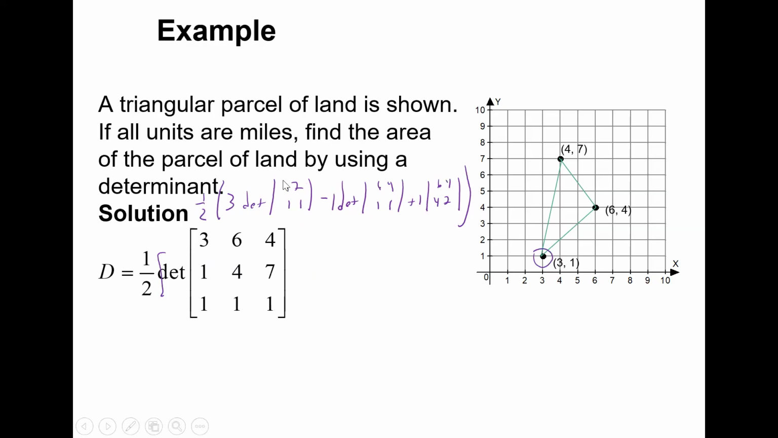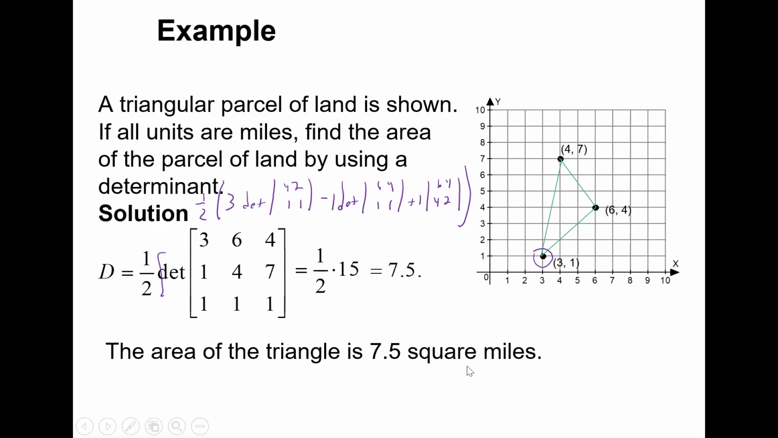Okay, so 4 minus 7 is going to be minus 3, times 3 is going to be minus 9. And then here we have 6 minus 4, which is 2, so that's going to be minus 2. And then we have here 42 plus 16. If we add all that together, it looks like 15. And then we just have half of that, which is going to be 7.5. We want the area, so it's going to be 7.5 square miles. Again, all we did is break this big 3 by 3 determinant down into what's inside the parentheses here, and we found that was 15, took half of it, and we get 7.5.